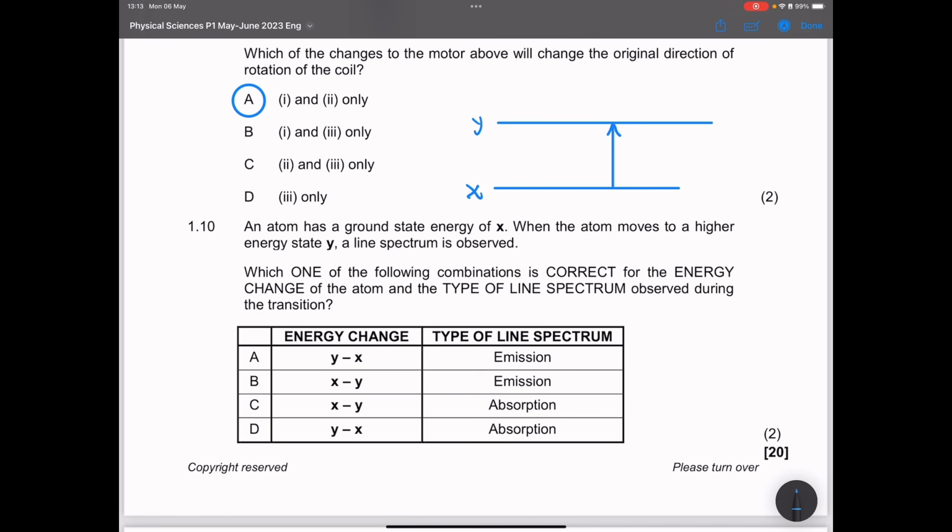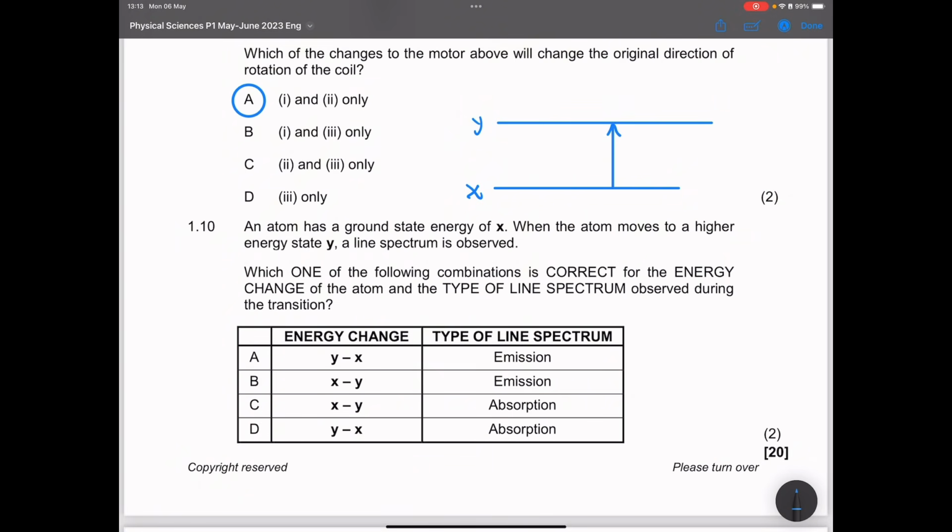Now, remember, for it to do that, it must actually take energy, right? It needs energy to go from the ground state to a higher energy state. And so what it would tend to do is absorb energy, right?